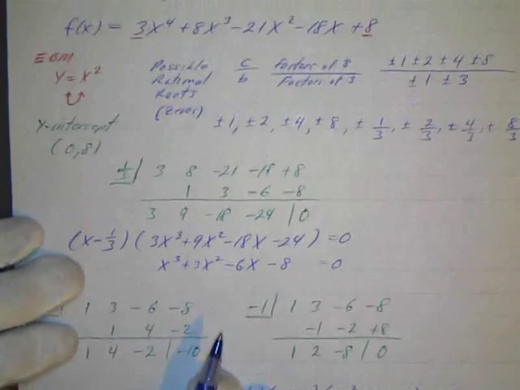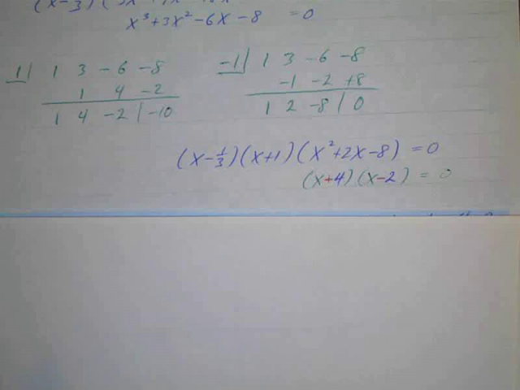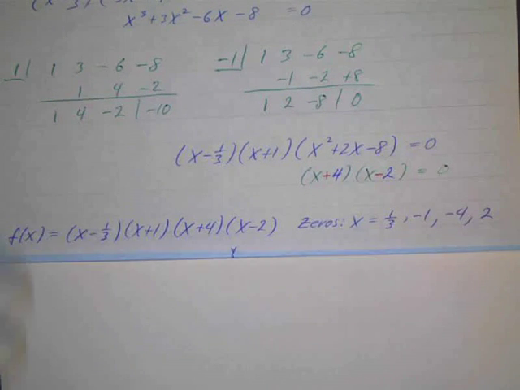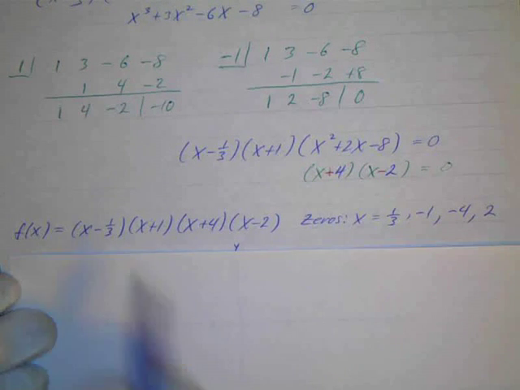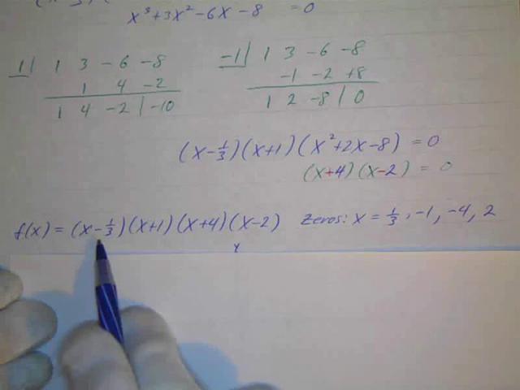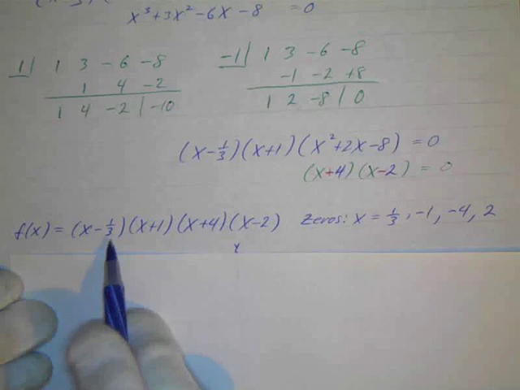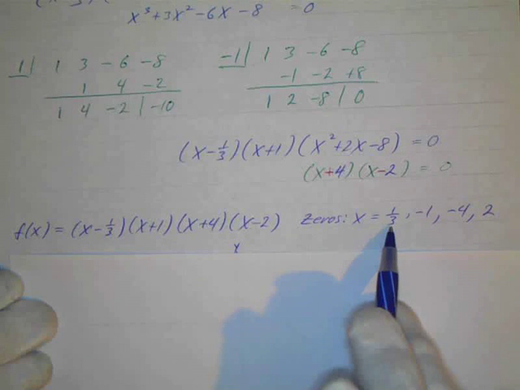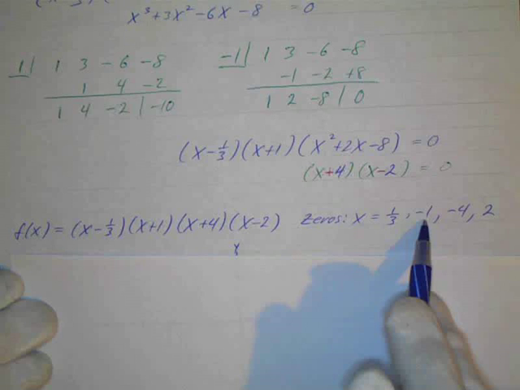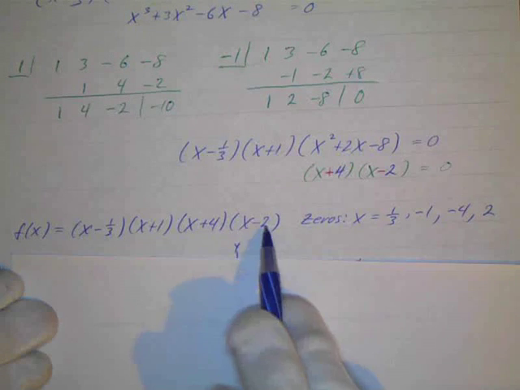Remember, it's a fourth degree equation. That means we've got 4 zeros, or roots, and 4 factors. So these are my 4 factors, and these are my 4 zeros. X minus 1/3 is a factor, which means x equals 1/3 is a root. Negative 1 is a root, or 0. Negative 4, just the opposite sign here, and 2.